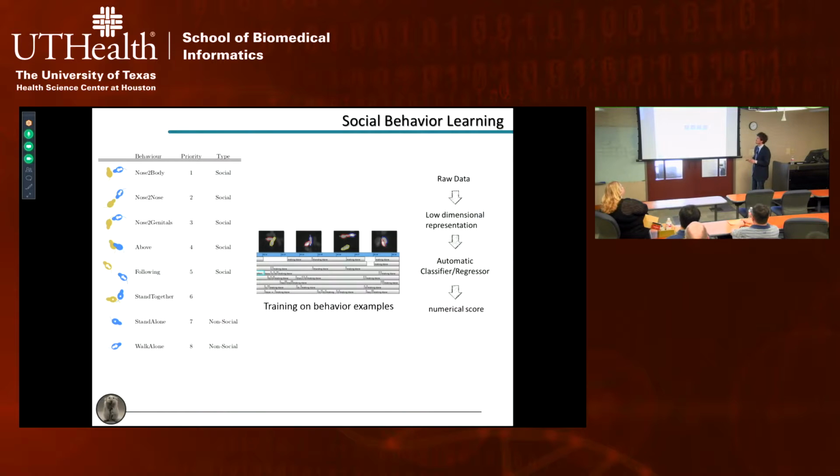So our idea was to exploit examples. The expert will look at the videos and will give us examples of behaviors, for example, the nose to body, the nose to nose, the following, the stand together, the stand alone, walk alone. Then we will use our pipeline, where we get as an input the mice relative positions. So this is interaction. It's not the absolute position, but the relative one, and then their shapes across time. Then we go to a low-dimensional representation, train our classifiers with examples, and then we get the mice behaviors.